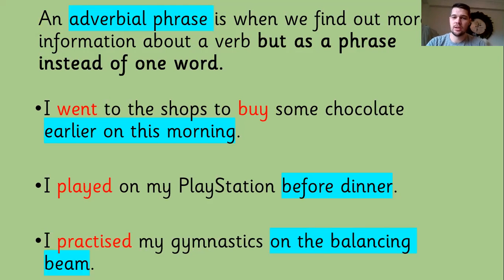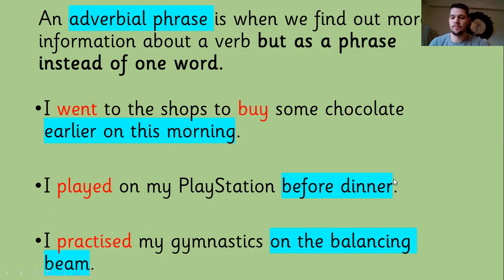So I went to the shops to buy some chocolate. We've got went and buy. And our phrase, instead of just one adverb, earlier on this morning. I played on my PlayStation. When did you play on your PlayStation? Before dinner. So that adverbial phrase gives me more information about your clause here, your main clause. Again, I practice my gymnastics. Where did you practice your gymnastics?